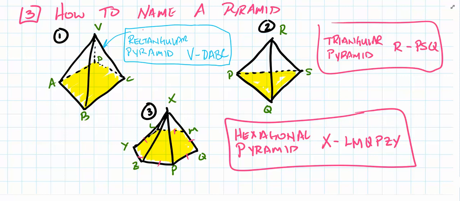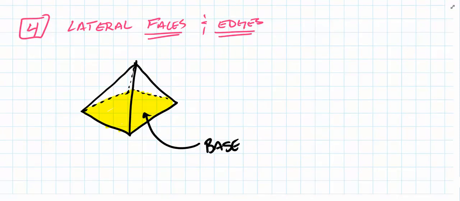Okay, so we already know about the base of a rectangular pyramid. We already have that. I've colored that in. That's the base of the rectangular pyramid. We're going to talk about lateral faces and lateral edges, right? You can probably figure out. We have the base, right? Let's talk about a lateral face.